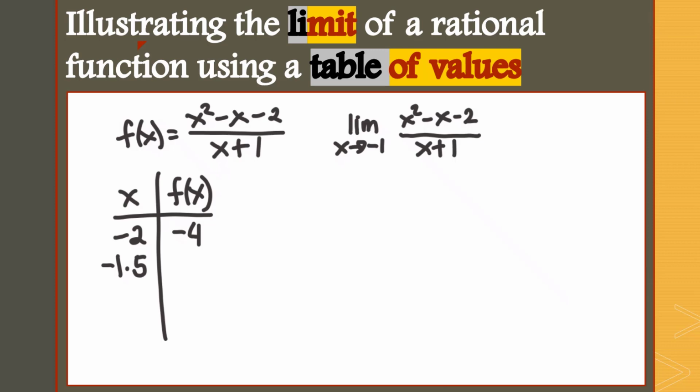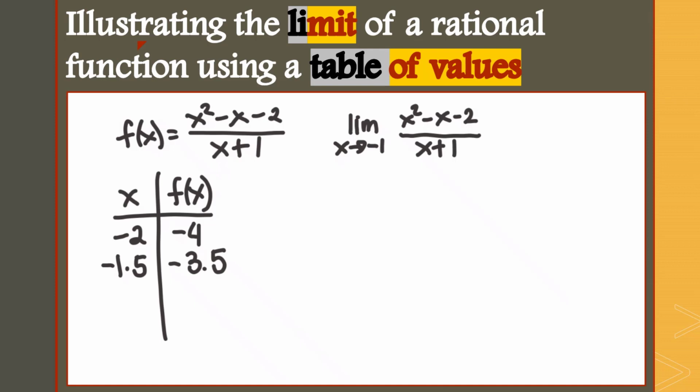So let's get closer to negative 1. The square of negative 1.5 is equal to 2.25. 2.25 minus negative 1.5, so simply plus 1.5, you will have 3.75, minus 2, you will have 1.75 only for our numerator. But our denominator will have negative 1.5 plus 1, so that's negative 0.5. If you divide the result earlier, 1.75 divided by negative 0.5, you will have your result of negative 3.5. Again, you may use calculators to see the actual results.